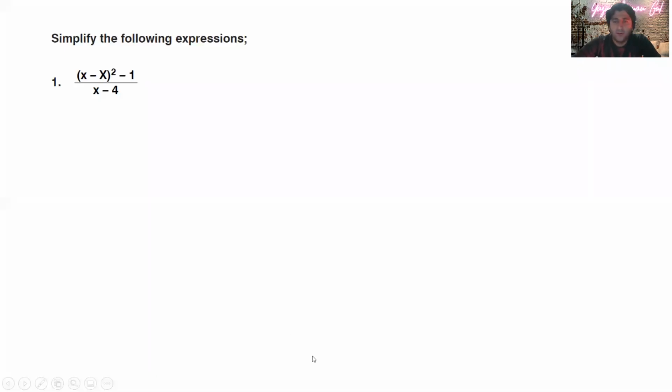Okay, guys, now I'm going to do task 26, question 1, right? Firstly, this question, as we discussed in class, is wrong. The question is supposed to be like this: (x minus 3) to the power of 2 minus 1, divided by x minus 4.